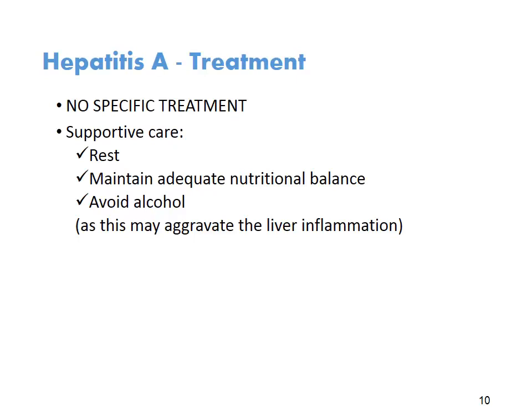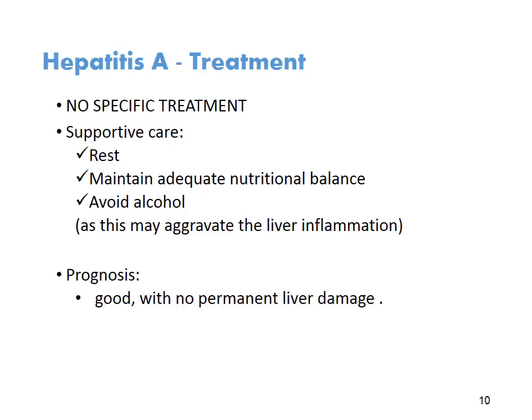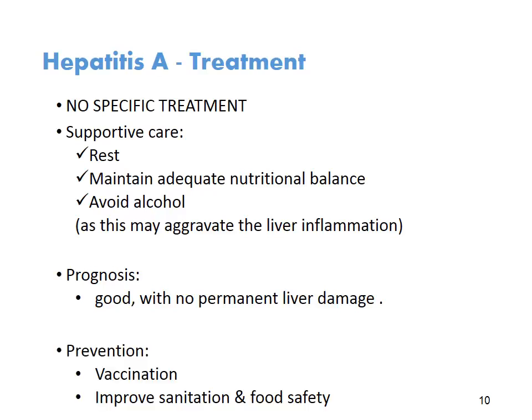Patients with hepatitis should also avoid alcohol since alcohol can worsen the liver inflammation. The prognosis for hepatitis A is usually good and patients recover without any permanent liver damage. Hepatitis A can be prevented through vaccination. Of course, another way to prevent the spread of hepatitis A is to improve sanitation and food safety.